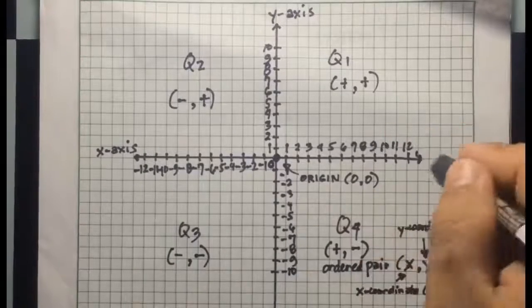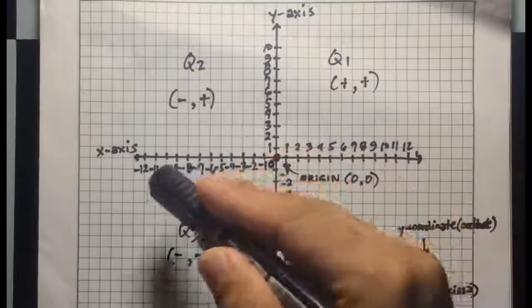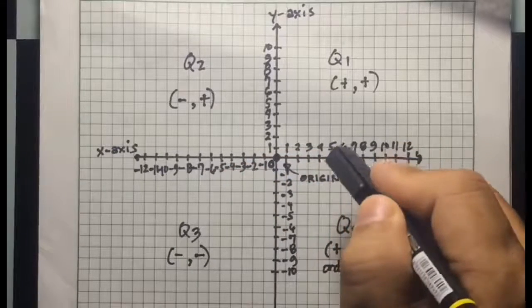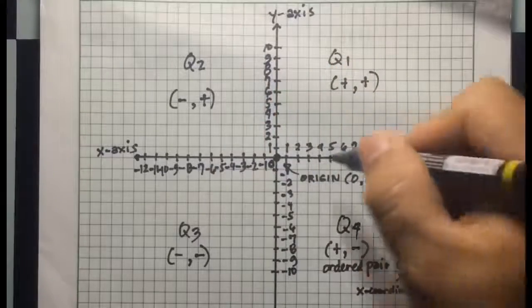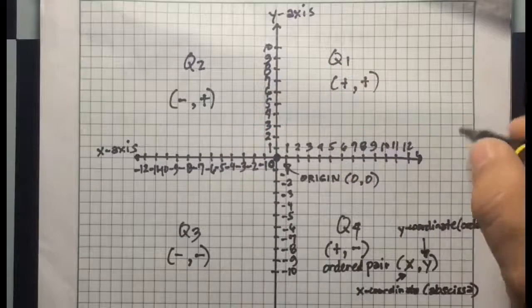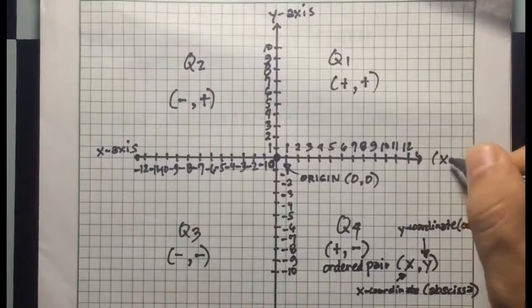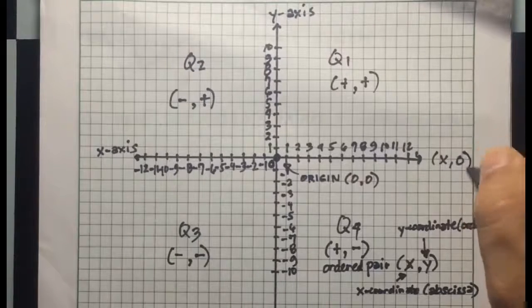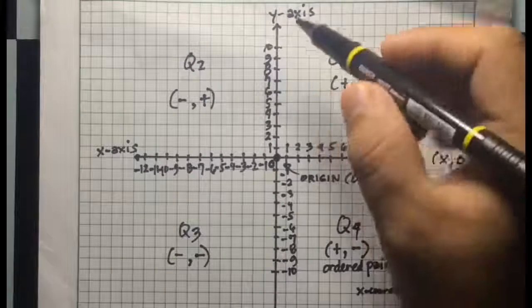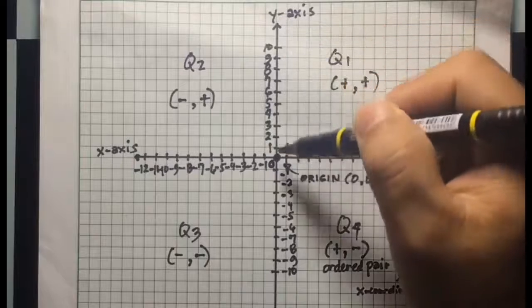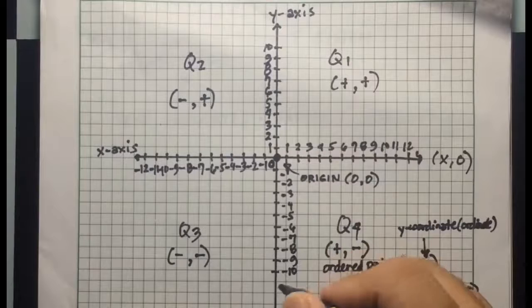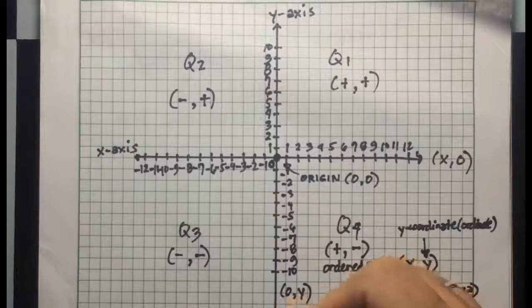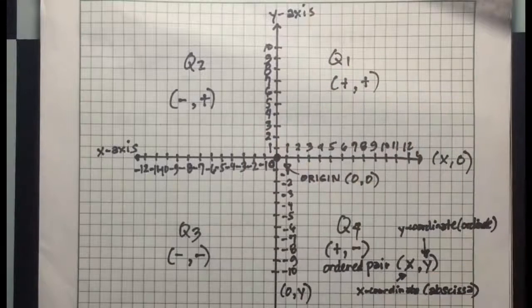And there are also points found on the x-axis and the y-axis. The points that lie on the x-axis have the coordinates (x, 0), and the points that lie on the y-axis have the coordinates (0, y). So these are the points found on the axes.